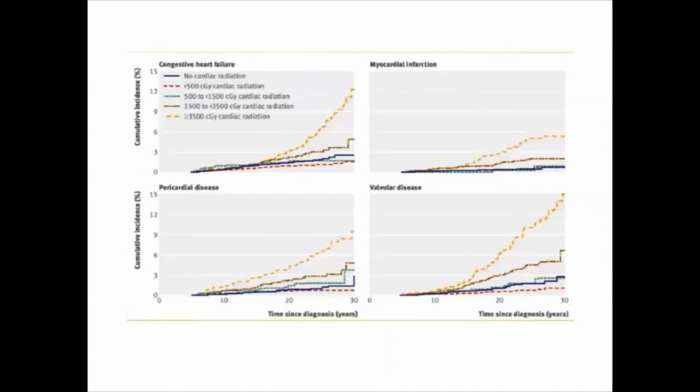Here, as we see in this graph, with increasing dose there is increased cumulative incidence of congestive heart failure. You can also see that with increase in the dose of radiation there is increased cumulative incidence of myocardial infarction, thereby concluding that with increase in the dose of radiation, there is increase in the risk of cardiac late effects.